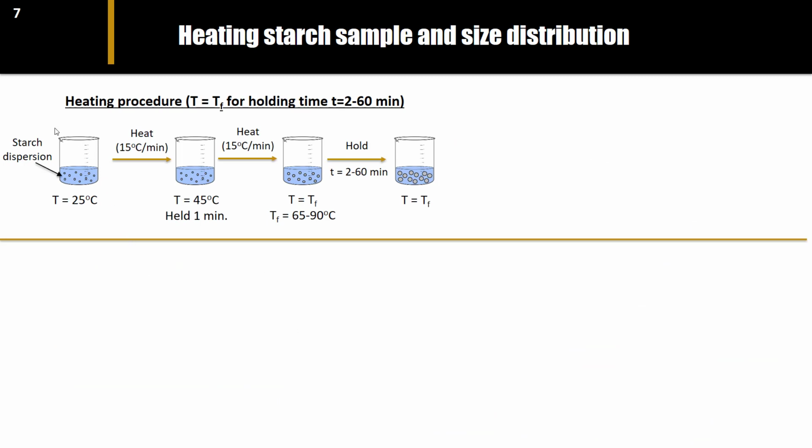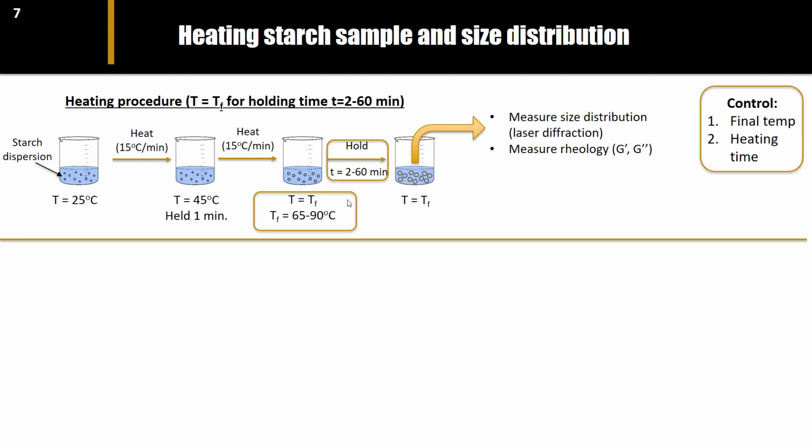All right. So here are the details of some of the experiments that we're going to do. What we're going to do is take a starch dispersion as shown here and heat it up to some temperature TF and then hold it at that temperature for a given amount of time. During this process, the granules will swell and create a paste. We take out the paste and measure the size distribution using laser diffraction, and then we measure the rheology of this paste as well, G' and G''.